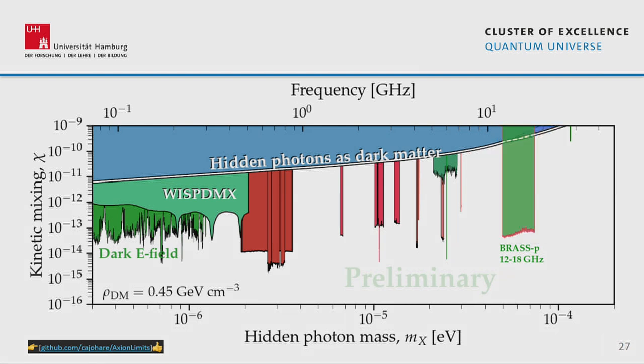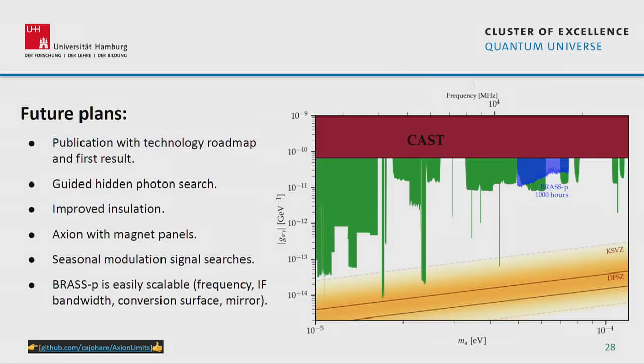We have a sensitivity of up to 10 to the minus 13 for the hidden photon in the band from 12 to 18 gigahertz. And as you can see, in the end, we have the WISPDMX also. This is one of our projects from a long time ago that covered a huge parameter space. And following the tradition, we have another experiment, the BASP experiment, that also covers a huge parameter space using broadband data taking strategies.